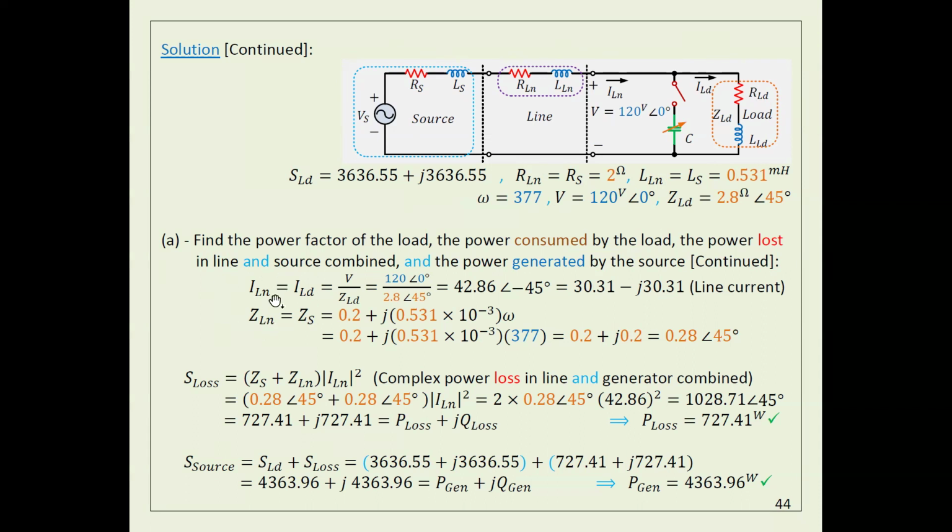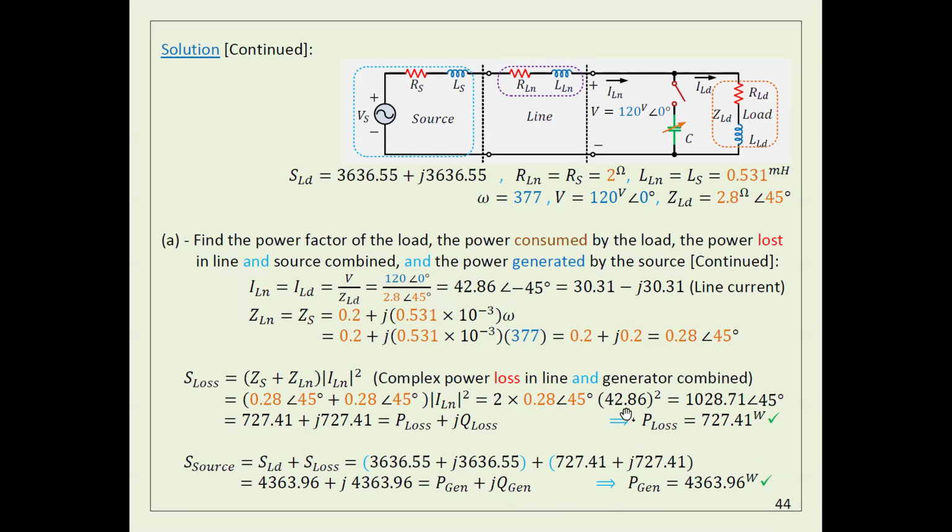So in order to calculate the current, it should be V, which is 120 at home, divided by the load here. I find the current. Now I just plug in here to find the losses. And this is the amount of losses we have here. Now, if I want to get the power generated by the source, it should equal the power here plus the power here. This is the conservation of power. That's why I added these two together, and this is the final result.